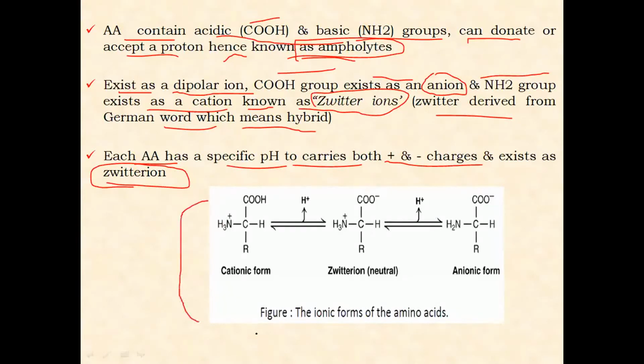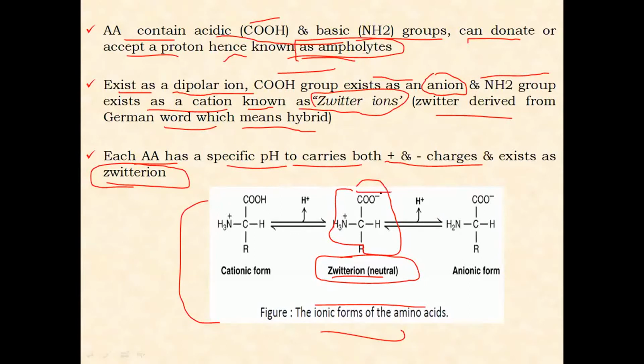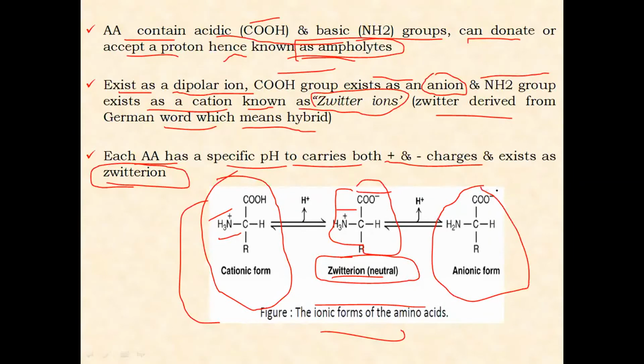So you can see here in this figure the ionic forms of an amino acid. This is neutral or Zwitterion. You can see here this is neutral, with negative and positive charge. Also it exists as a cationic form, which contains a positive charge, or an anionic form, which contains a negatively charged carboxylic group. So amino acids exist as Zwitter ions.